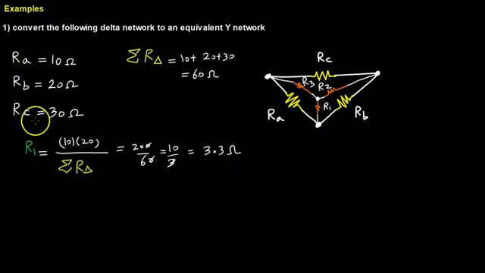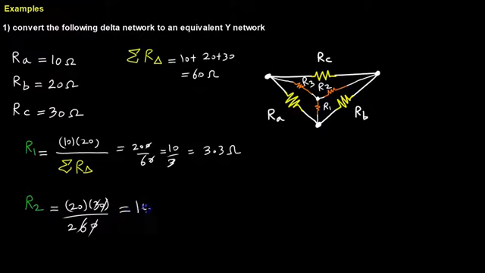Now R2 then, we follow the same procedure. There's no magic involved. We just go through the same thing and apply procedural steps. Now for R2 then, we're going to have the product RB times RC, which is 20 times 30. That's going to be over the sum, which is 60, as we said. That's going to cancel with that. That 3 is going to cancel with this guy and give me a 2. And that's going to give me a 10 overall.